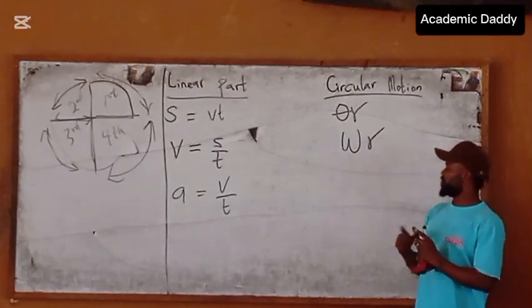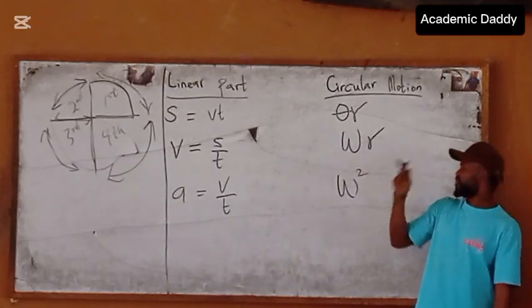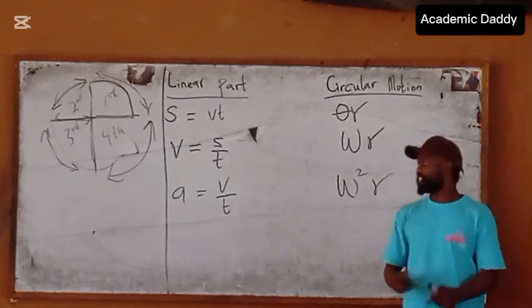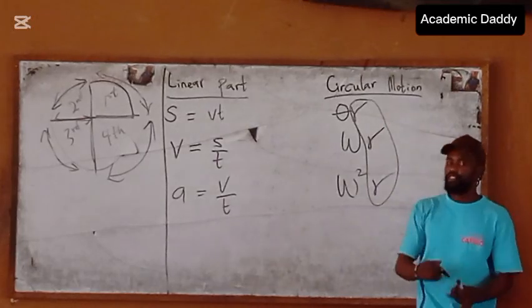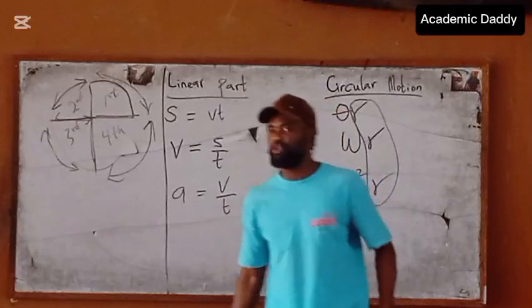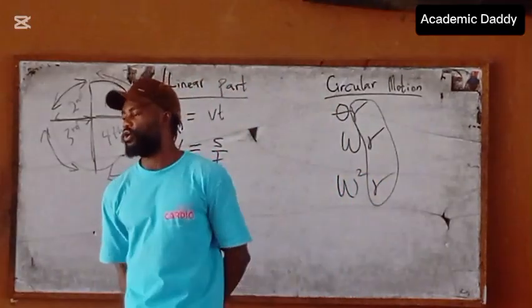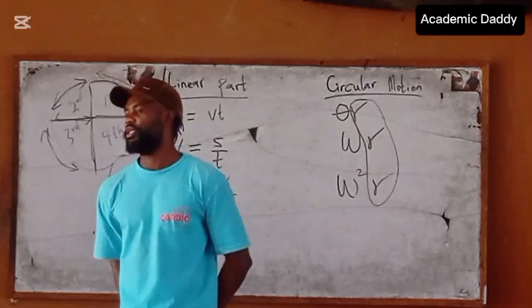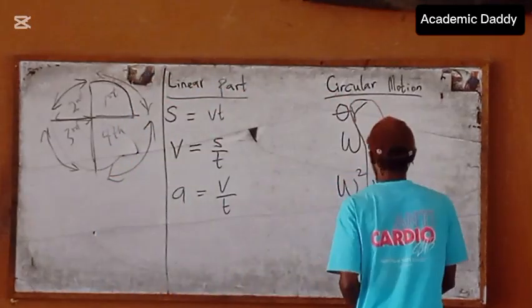For here, this one is the one you have to know. This is going to be omega squared, that is velocity two times, then times r. Notice that everything I'm doing here, r is always constant, because for you to talk about a circle, you must have a radius. For you to have an arm or an angle, there must be a radius there. Alright, so these are the linear parts.